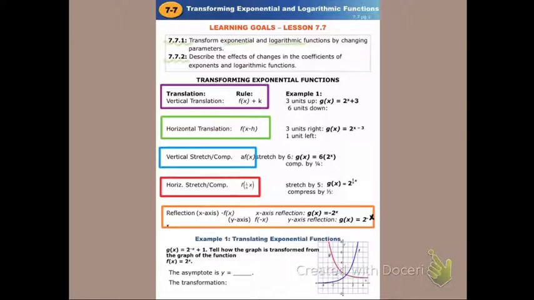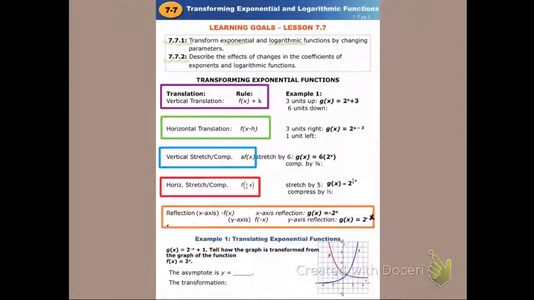Now you can see listed here, to start the lesson, all the transformation rules that we've been studying quite in depth throughout the entire course. As we go through, we're going to do an example of each one of these, so we'll review the rule at that time.